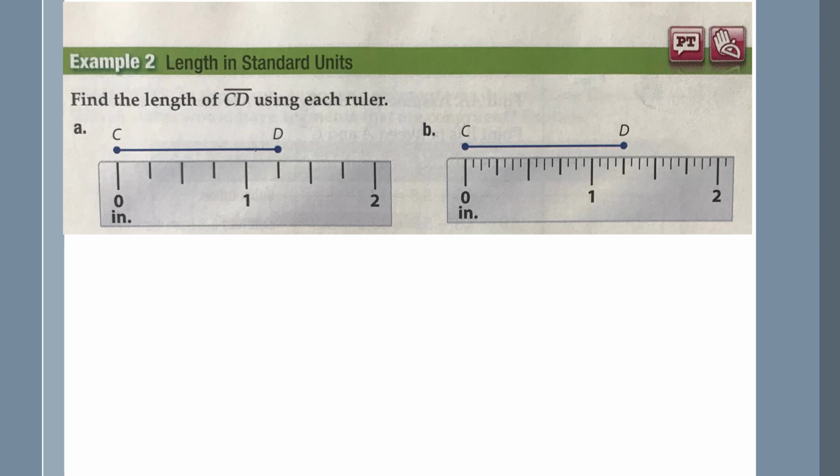Now we're going to find the length of segment CD using these types of rulers. Well, this ruler here is in inches, as is this one here. One of the things we would look at on this ruler is that each space between the markings between 0 and 1 is 1/4 of an inch. Okay, you'll see that there.